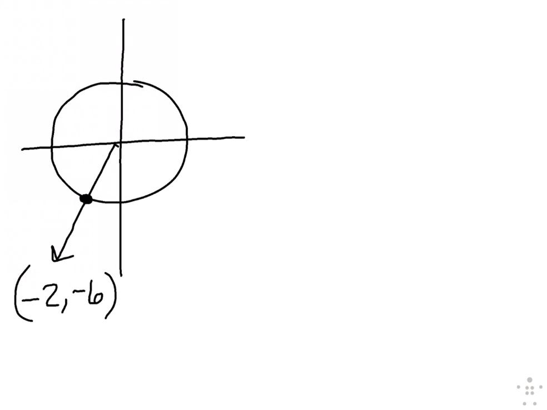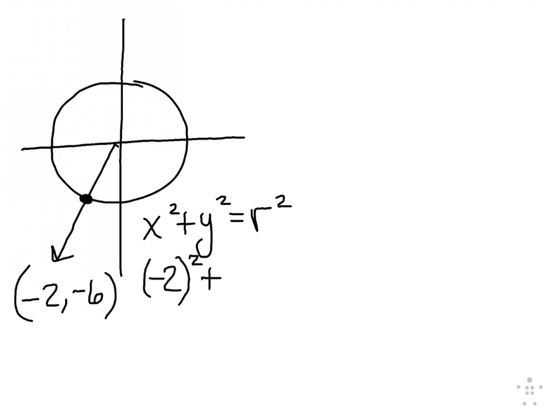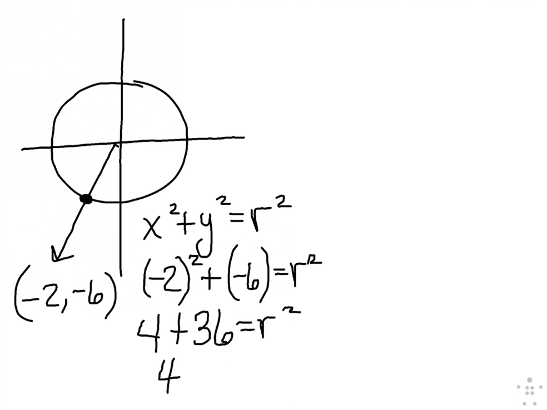To find the radius, we need to take x squared plus y squared equals r squared. What's the x coordinate? What's the y coordinate? So it's 4 plus 36 equals 40. Now what? Square root it. The square root of 40 does not come out evenly, but can you reduce it?